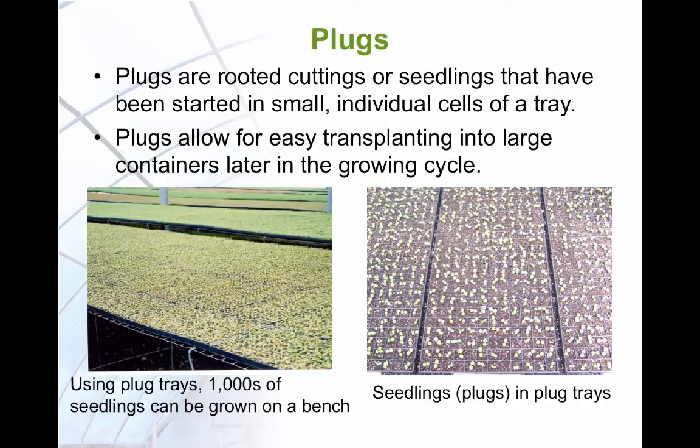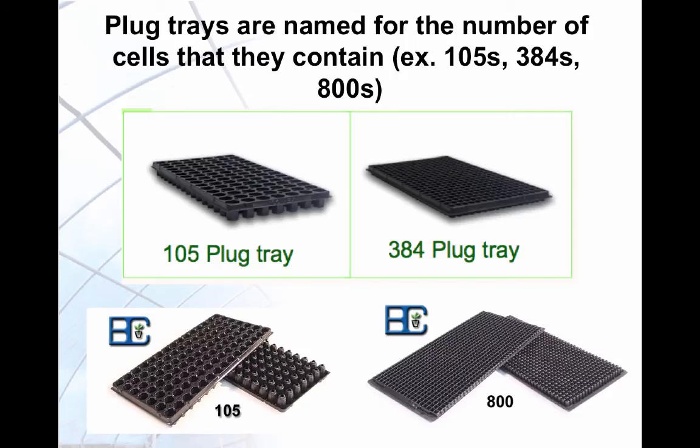Plugs are rooted cuttings or seedlings that have been started in the small individual cells of a tray. Plugs allow for easy transplanting into larger containers later in the growing cycle. Plug trays are named for the number of cells they contain, for example, 105s, 384s, 800s, and many other sizes. Shown here are some of the different size plug trays.